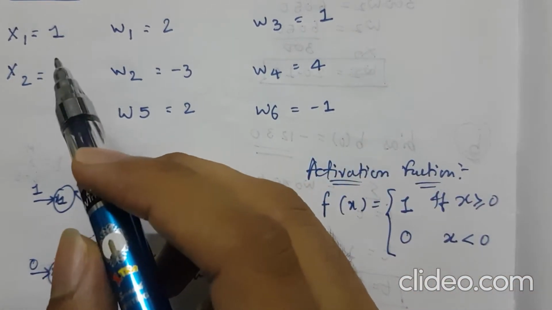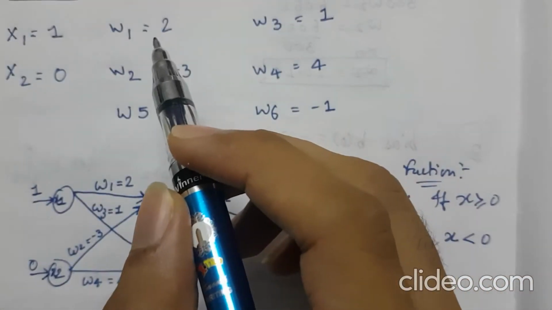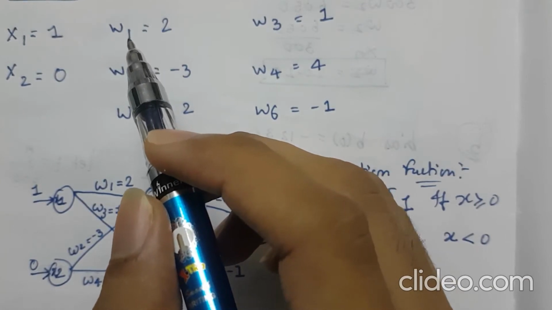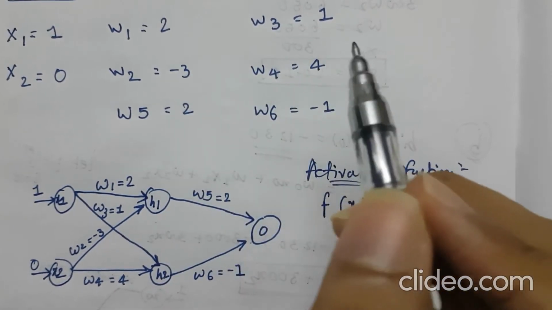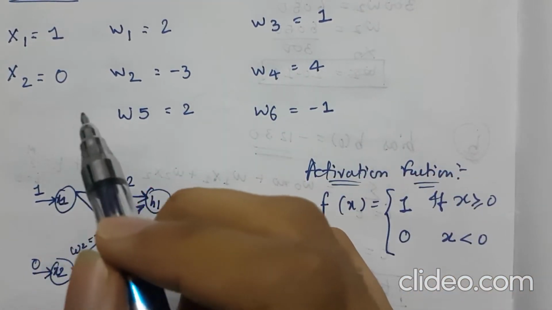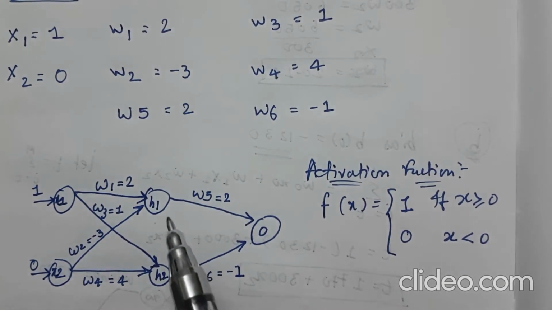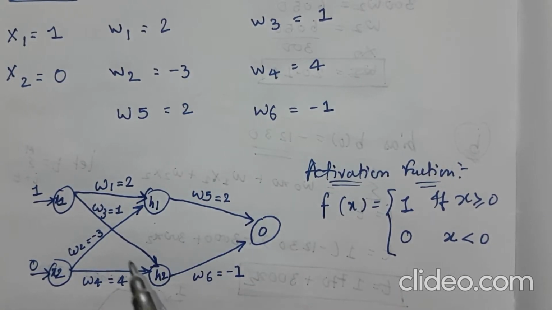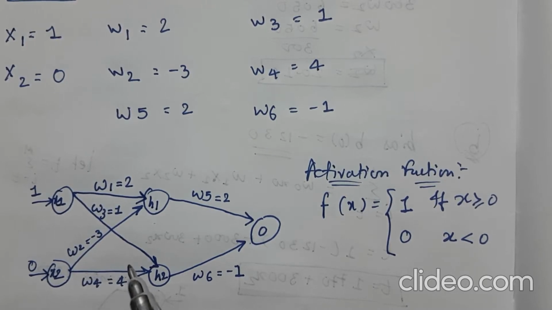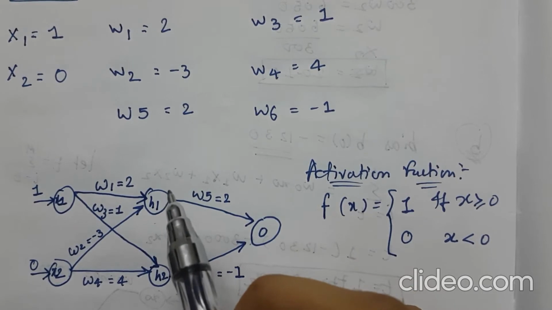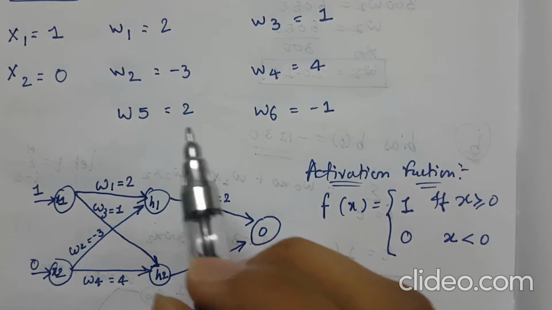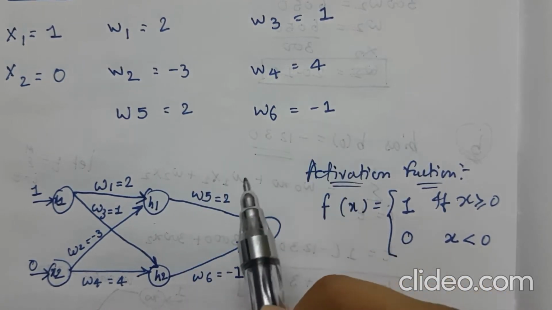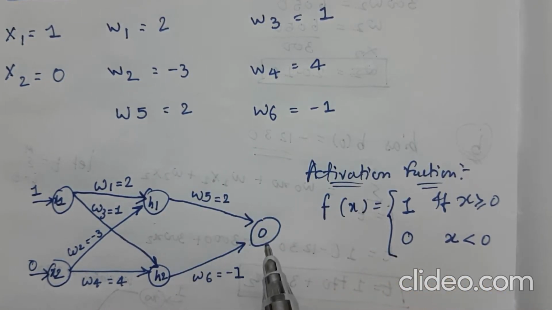We are given x1 equals 1, x2 equals 0. The weights connecting x1 to h1 and h2 are w1 equals 2 and w3 equals 1. For the x2 input, the nodes h1 and h2 are connected with the weights w2 equals -3 and w4 equals 4. We are also given, for the hidden layer, w5 equals 2 and w6 equals -1, which connect the hidden layer with the output node.